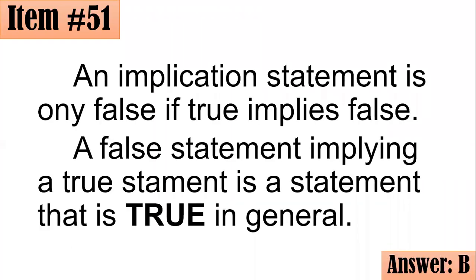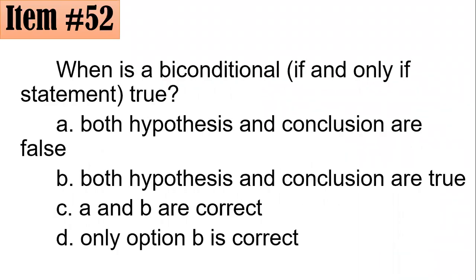Okay, sige po. So B po for 51. 52. When we say biconditional po, it is an if and only if statement. For example, an angle is right if and only if it measures 90 degrees. That's an example of what we call biconditional. It's an if and only if statement.